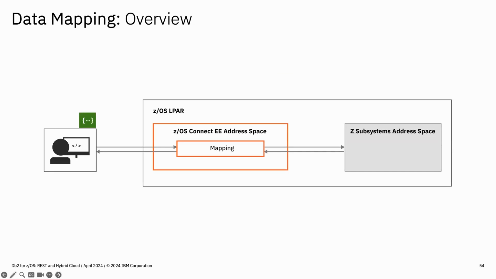Okay, so I mentioned data mapping. Data mapping is a majority of the work that zOS Connect is doing. What happens is your application will send a request. It goes through this mapping, which is in the zOS Connect address space. And then it is sent out to your subsystem address space. So whether you're using a CICS program or a DB2 REST service, it gathers information from that, brings back the information, does its mapping, and then passes it back to the requester.